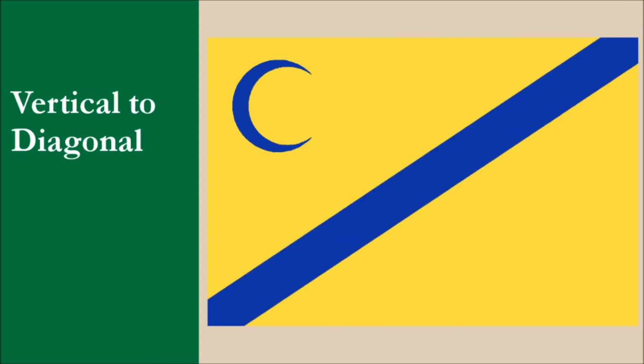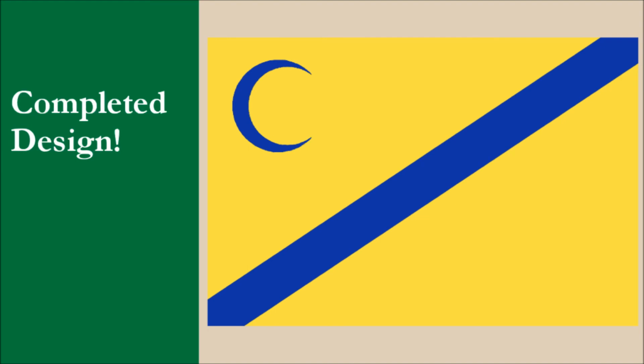While we like this design overall, we're not thrilled about how the blue stripe looks. So instead of having a vertical stripe, we're going to make it diagonal and run it from the lower hoist to the upper fly. Though this means it loses the symbolism of the river running from south to north, we think the diagonal stripe looks better. And this is our completed design.